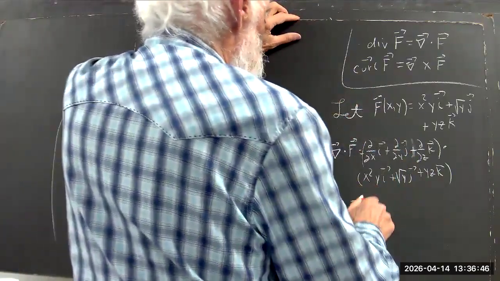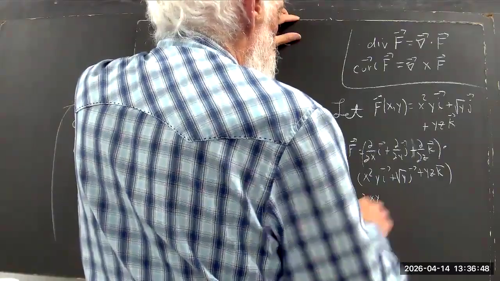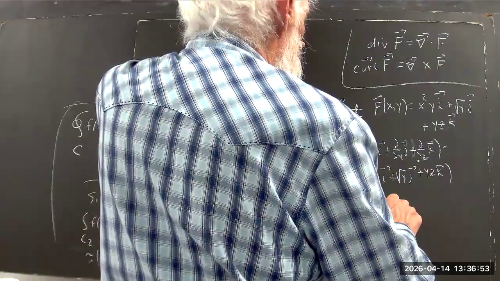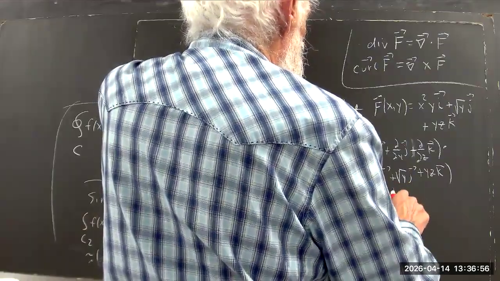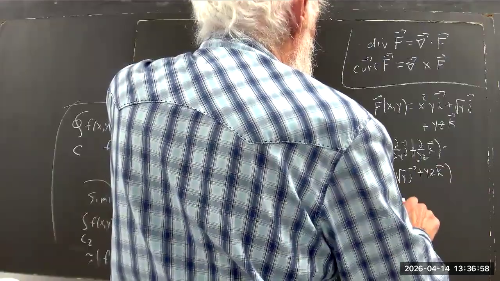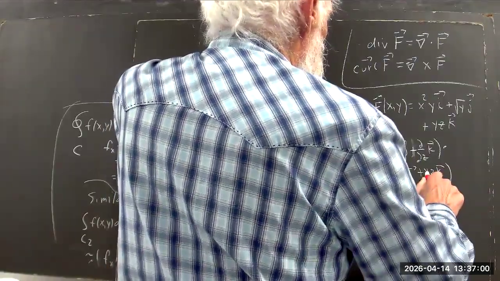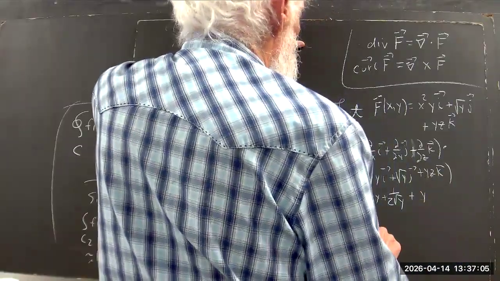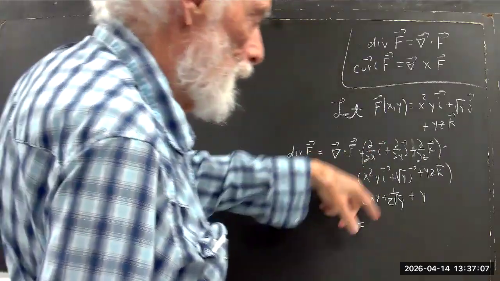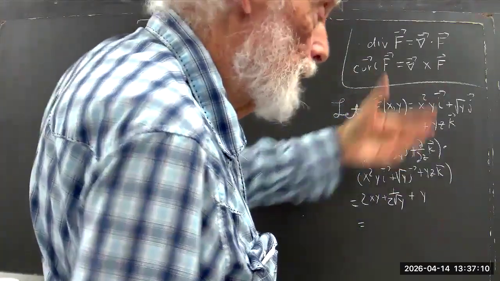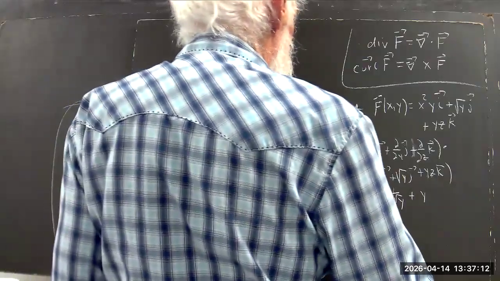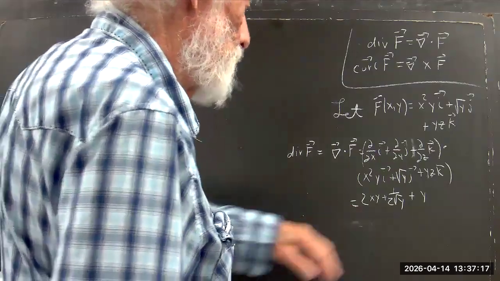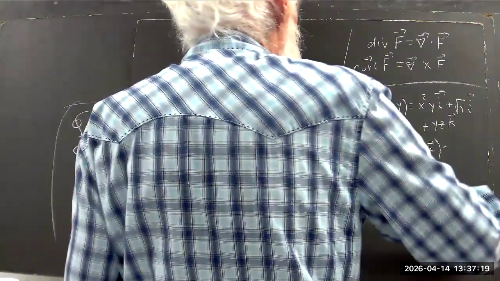Where I can easily see partial with respect to x of x squared y is 2xy. Partial with respect to y of square root of y is 1/2 square root of y. Partial with respect to z of yz is y. No i's, j's, or k's. I dot i, j dot j, k dot k, I'll give you one. So, well, that's pretty much it. Extra divergence. Okay.